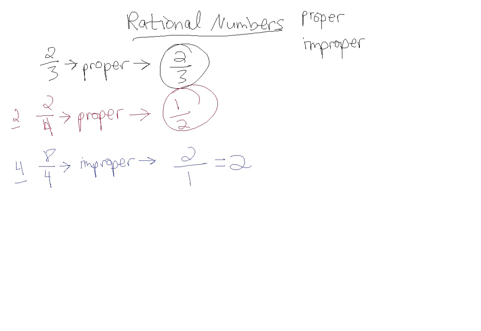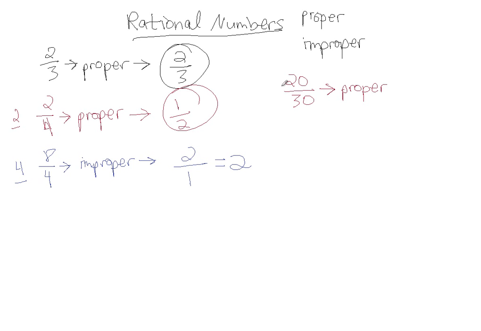And let's do one more example. Let's take the fraction 20 over 30. Now, is it proper or improper? Well, this is a proper fraction. The numerator is smaller than the denominator. Now, is it in lowest terms?